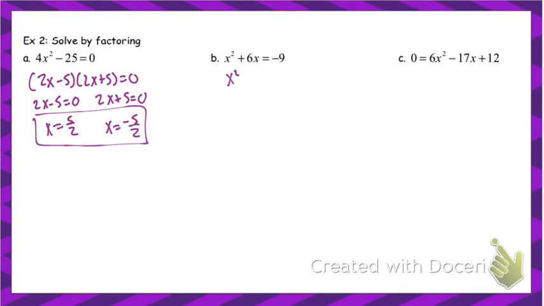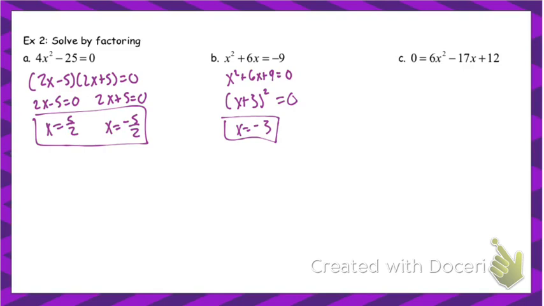On b, again, I have to set it equal to 0 first. This is a perfect square trinomial, so this is x plus 3 squared. So the only solution here is negative 3. What that also means is that's where your vertex would be, since there's only one solution.